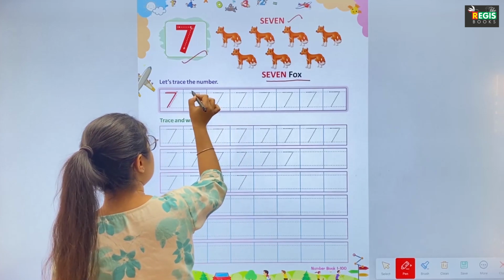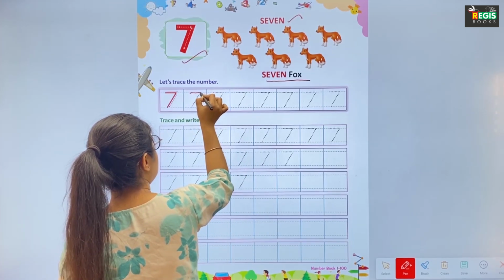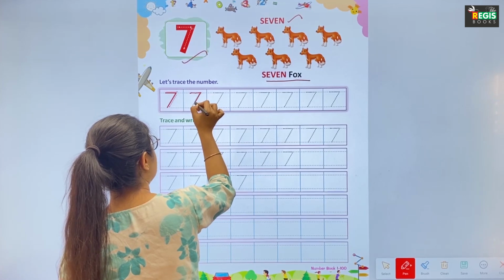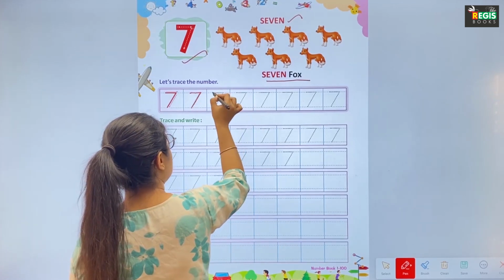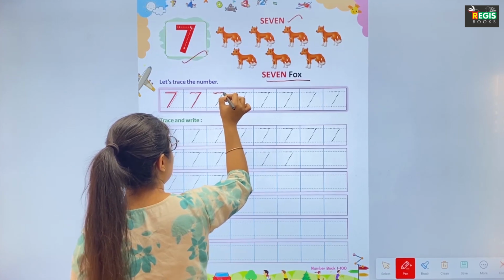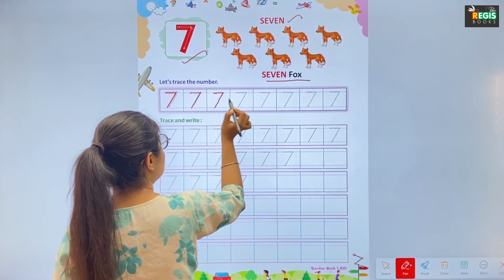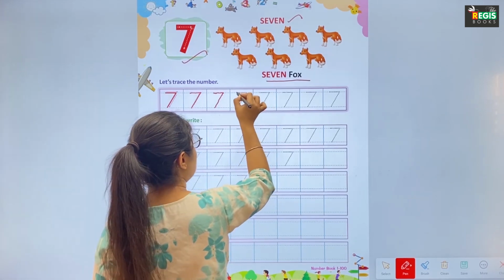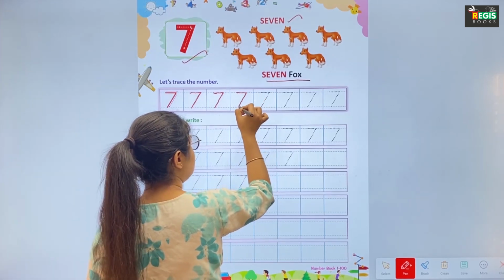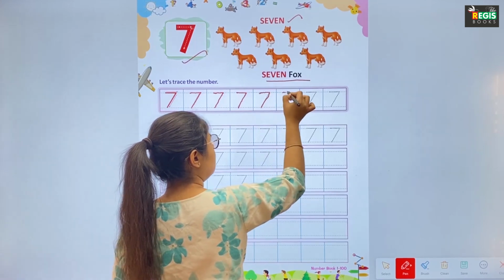So put your pencil on the black dot, draw a straight line horizontally and then a slanting line downwards. Again put your pencil on the black dot, draw a straight line horizontally and then move your pencil downwards slantingly. This is how we write number 7. Like this. 7.